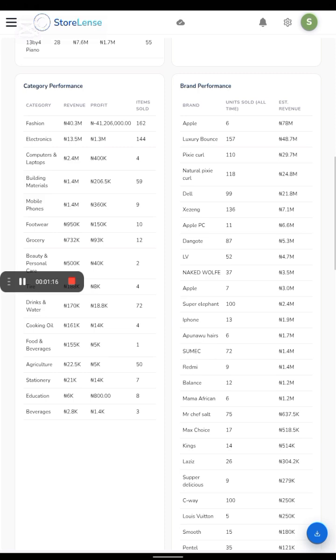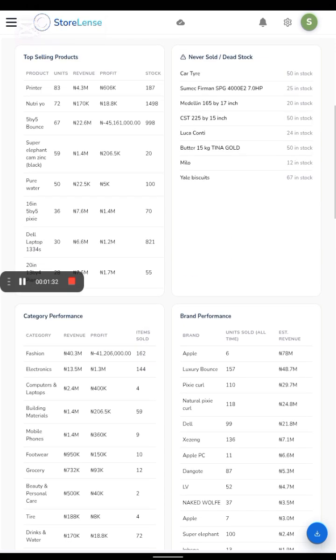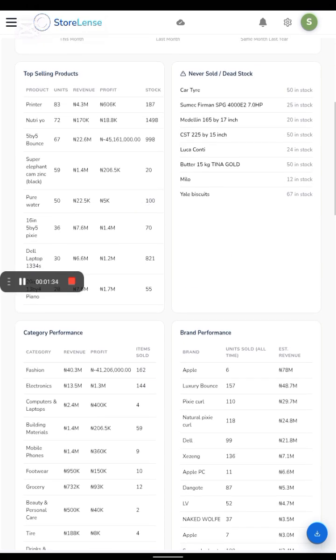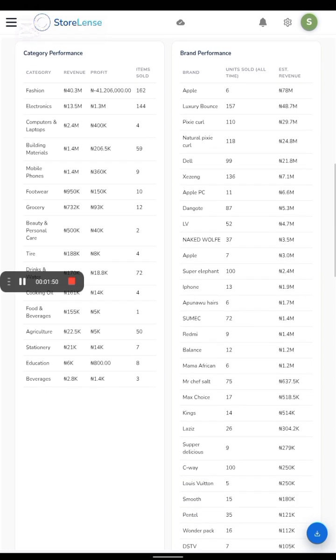As you can see, we are having minus under this fashion, and that's because a particular product has been selling on deficit. So that is why we have this minus. So I think we can find that here, top selling product, which is 5 by 5 bounce. So we have minus 45 million there.